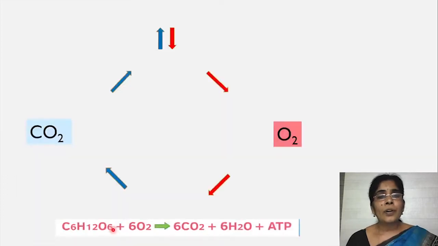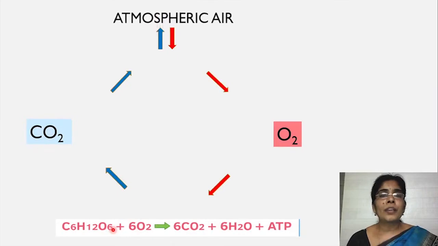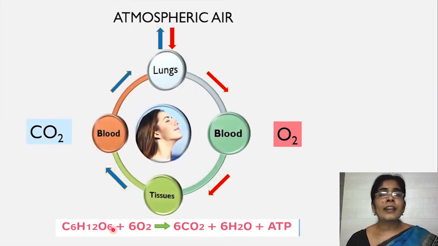Now, we'll look into the simple schematic diagram of respiration. Atmospheric air reaches the lungs by the process of breathing.